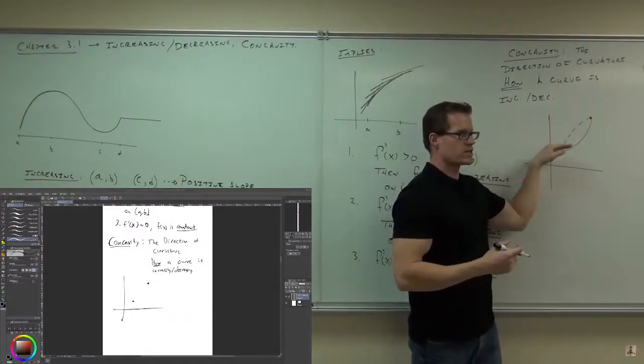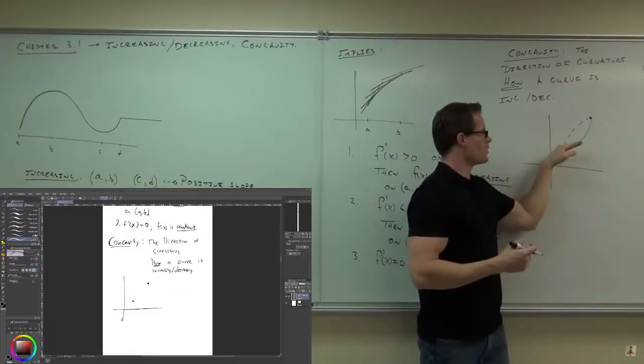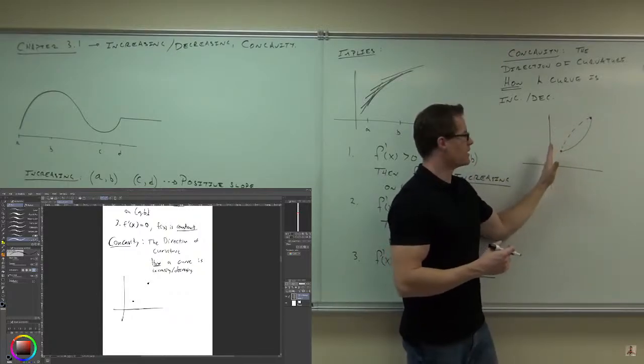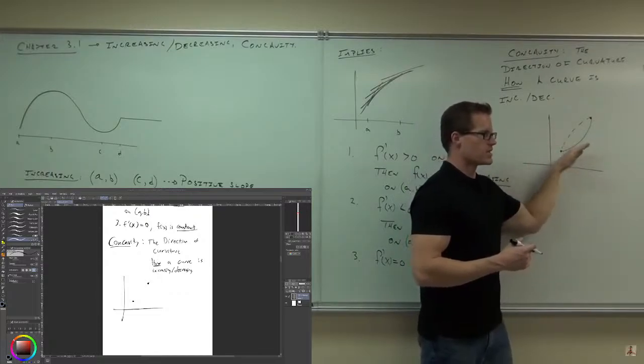Here's one that's increasing at an increasing rate. Do you see what I'm talking about? It's starting to go up, and it's going up faster, faster, faster. Here's one that's increasing at a decreasing rate. It's going up, but it's going up slower, slower, and finally gets there. Right? Increasing at an increasing rate.